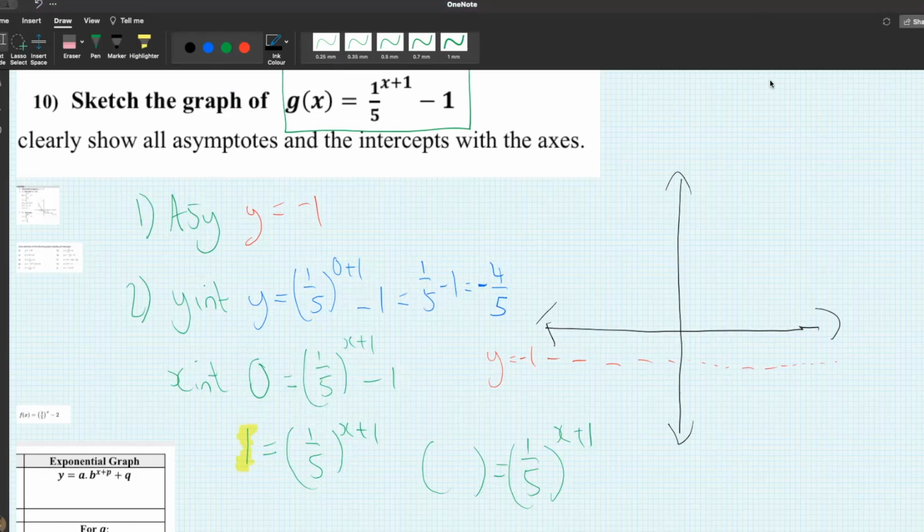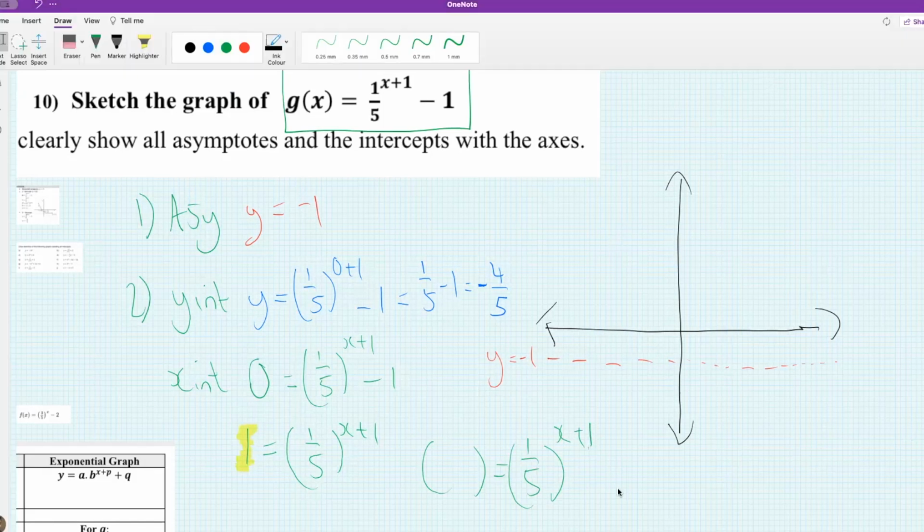So anything to the power of 0 is 1. So we can make it a fifth to the power of 0. Yep. Because anything to the power of 0 is 1. But what's awesome about this is now the bases are the same. And if the bases are the same, we can say 0 equals x plus 1, which then means my intercept is x is minus 1.